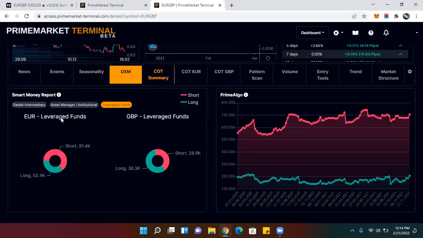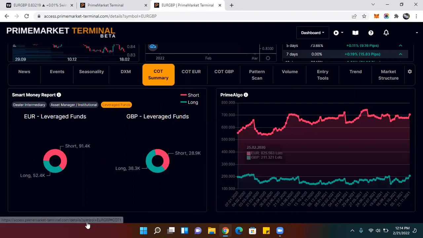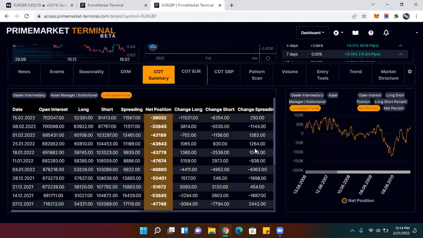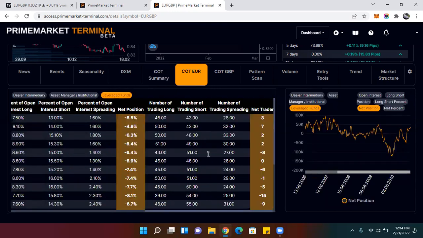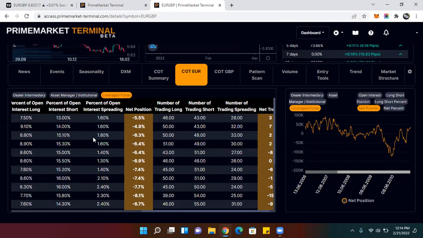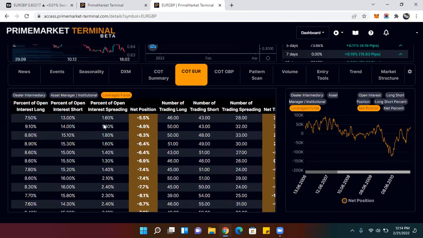So I went to look at the actual positions of the banks, live right in front of you for the whole week. You can see that they're short. And then we can go here into the COT data, and I can scroll to the right, and I can see that they were negative 4.9, and now they're negative 5.5, showing that they actually added some long lots. So let's see about that real quick. Percent of interest, short, you can see they went from 14% to 13%, and then they went from 9 to 7. So not really too much change right here.